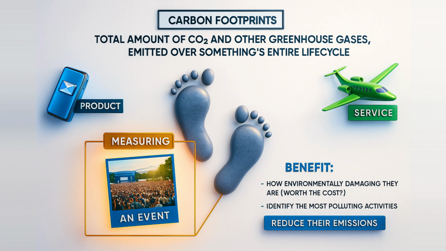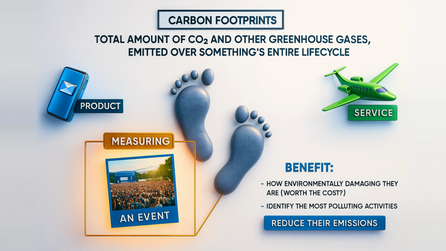It also helps identify which parts of a process or activity produce the most pollution so that we can focus our efforts on reducing emissions in those key areas. However, despite these benefits, actually measuring a carbon footprint in detail is extremely difficult and in some cases virtually impossible. To illustrate this, let's take a relatively simple example like your smartphone.